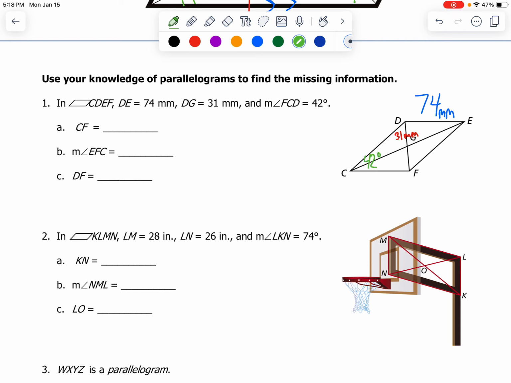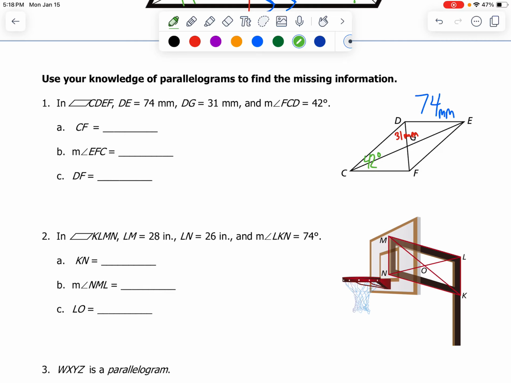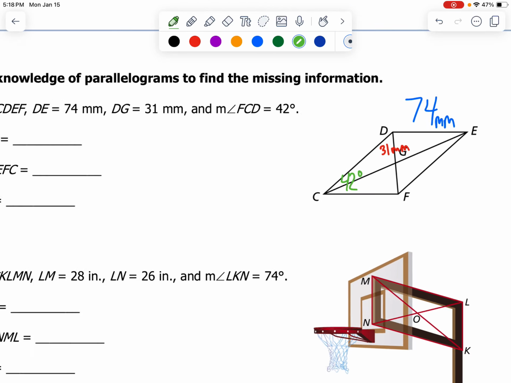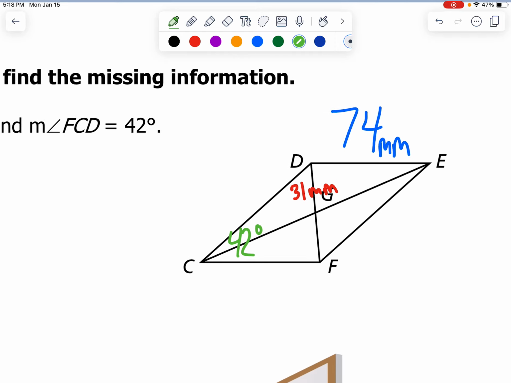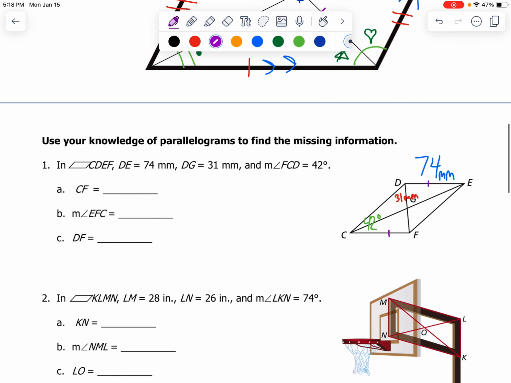42 degrees. Now what I want you to do is have your yellow packet in front of you, so that you can see this picture while we're doing the problems. I'm going to zoom in, and then you can have your yellow packet in front of you. The order we do these doesn't matter, but I'm looking at my packet. I do know that we have both pairs opposite sides congruent, and so if DE is 74, I know that CF is also 74 millimeters.